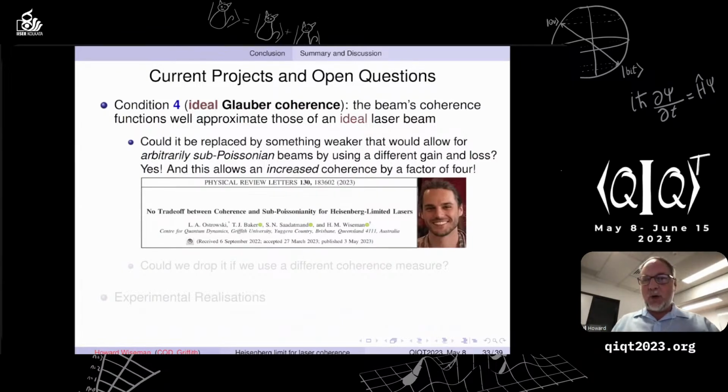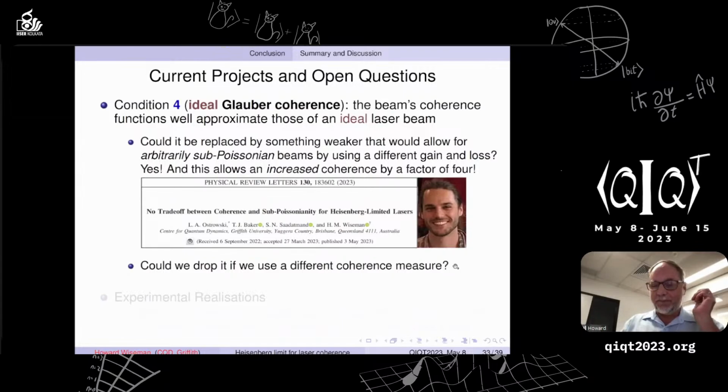Okay, but then one could go even further and say, well, let's not just use a weaker version of that. Could we actually drop it altogether, that condition 4? And that's an open question. That's something we're still thinking about. And my feeling is that one might have to then use a different coherence measure to get something sensible if one does that.